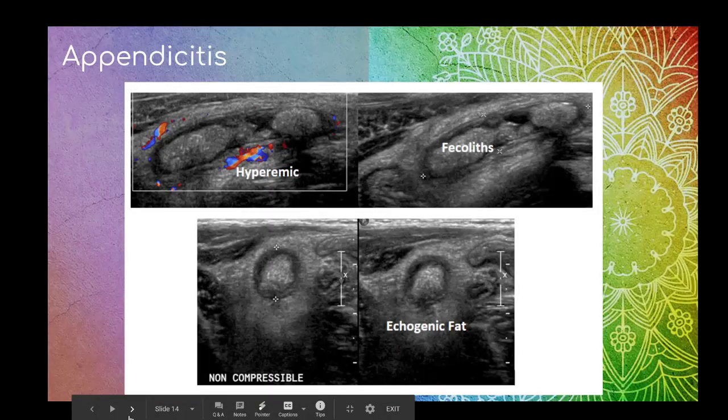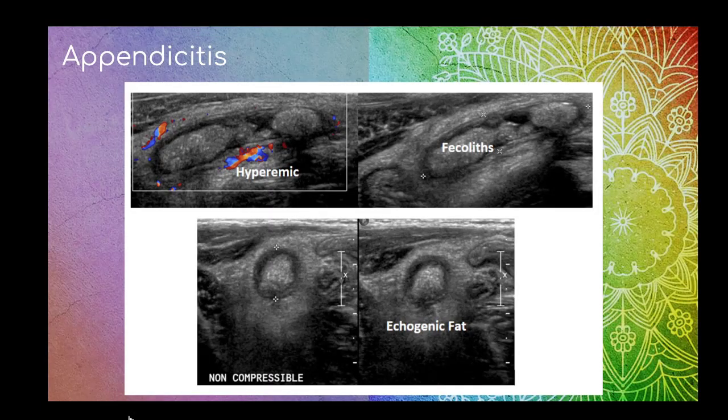So here are some pictures of an appendix. We've got the appendix in long here. We actually have some fecal matter in there as well. This is probably a little bit more of a fecalith with the shadowing that's coming behind it. So just like gallstones, the fecaliths also shadow.